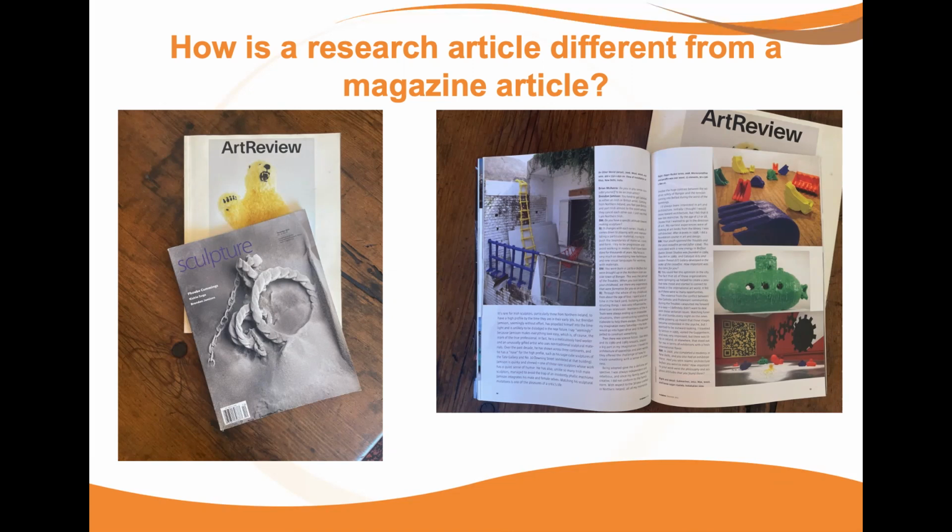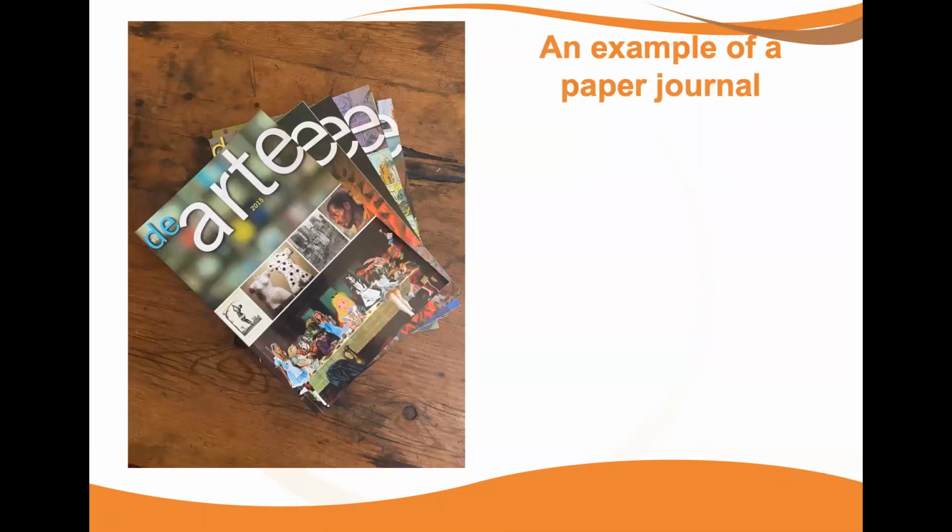A research article is different. This is an example of a research journal in paper format. You will see it looks a lot like an art magazine, but it is different for several reasons. A research article is written by an academic who is well qualified and who is probably working at a university or at a research institute. In the arts, you will often find that some people working in museums or in galleries are also qualified researchers.